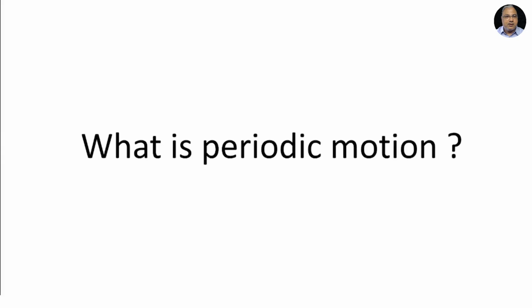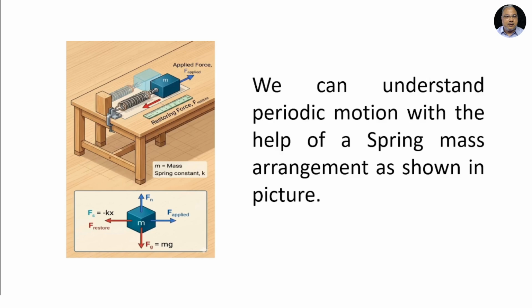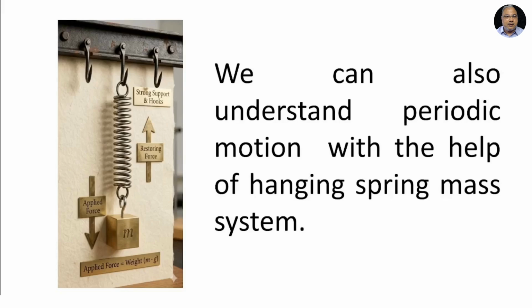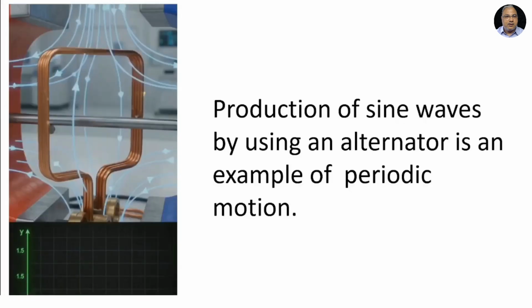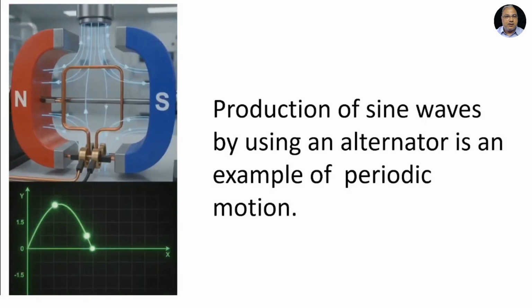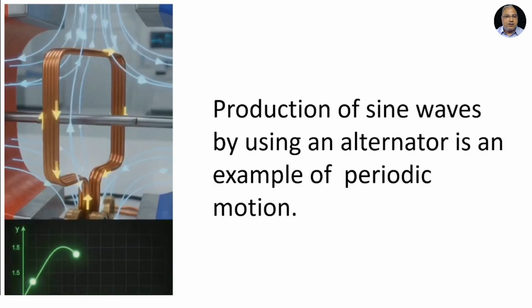Today, let us understand what is periodic motion. We can understand periodic motion with the help of a spring mass arrangement as shown in this picture. We can even understand periodic motion with the help of hanging spring mass system. Even production of sine waves by using an alternator is an example of periodic motion.